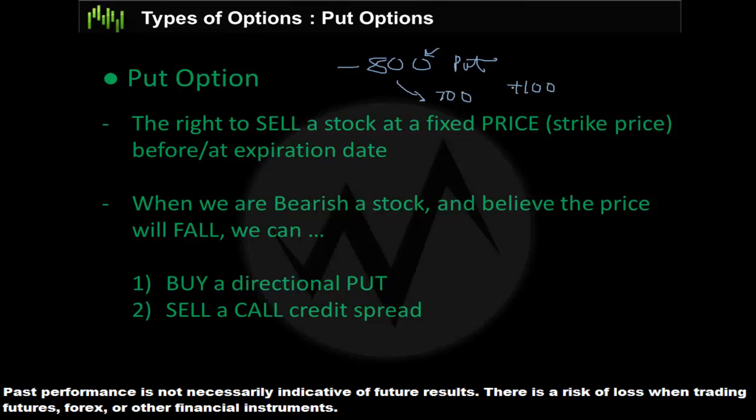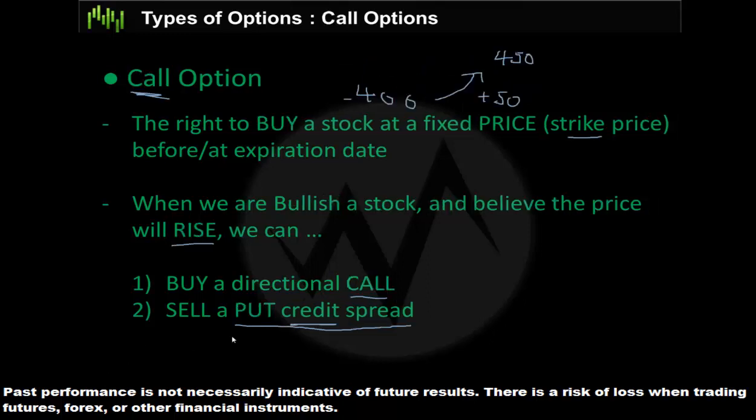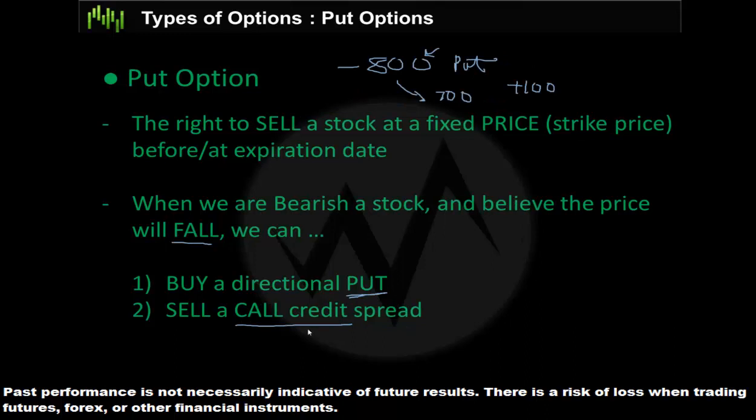It's basically you're selling it short. Okay, so again, if we're bearish on a stock and believe that the price will fall, we can buy a directional put, or we can sell a call credit spread. Okay, it's basically the opposite of what we did here. Similar but different. Sell a call credit spread.